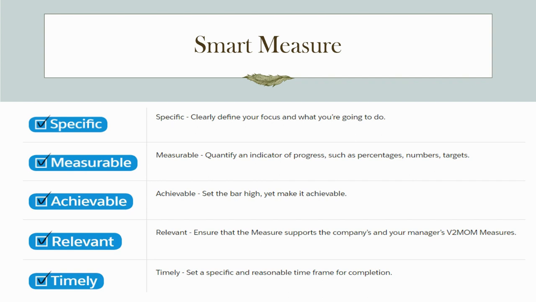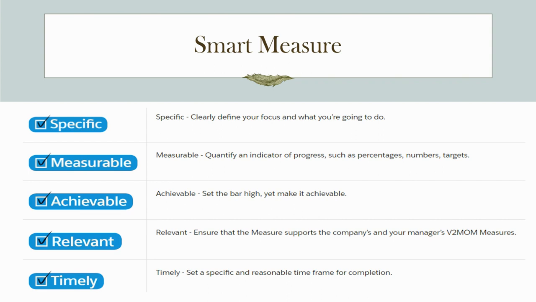Measurable gives you an idea to quantify your progress in terms of percentage, in terms of targets, in terms of numbers, or in terms of the different metrics we have talked about previously. Yesterday we talked about the performance metrics for everyone involved in the process. So by using those metrics, we can be measurable, right?